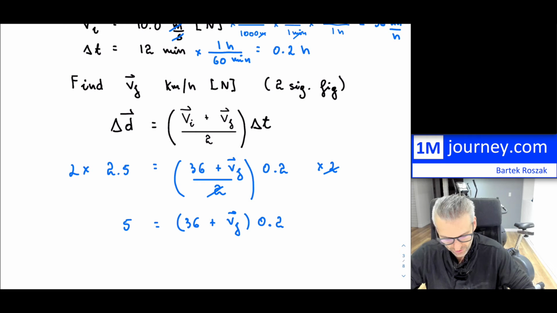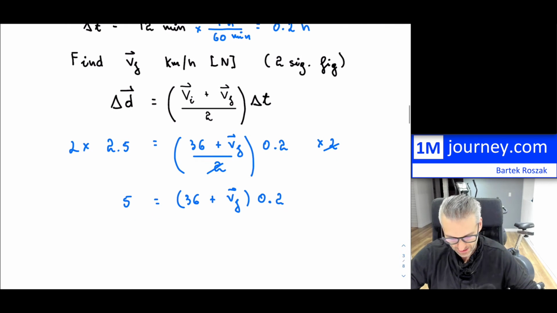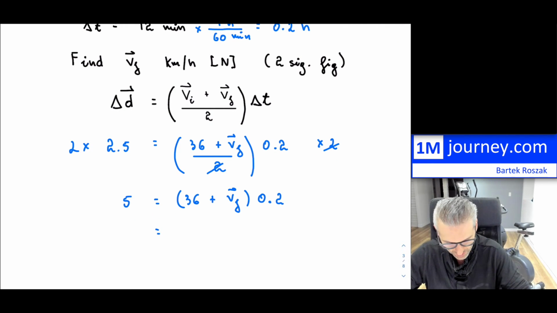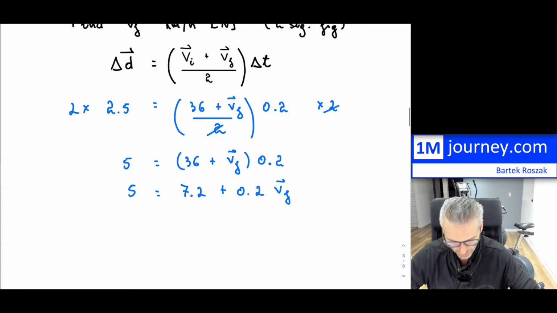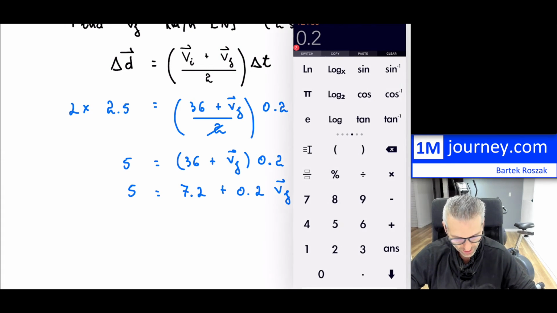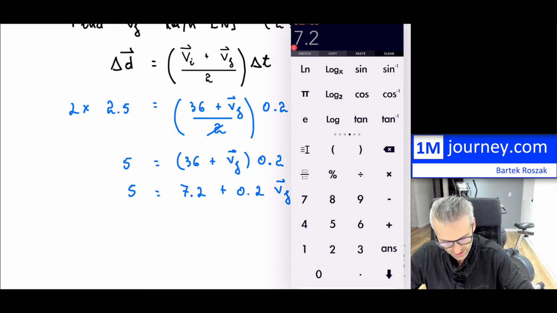Now you have an option. You can bring this inside of the brackets, or you can divide by 0.2 on both sides. Both will work just fine, so I leave that up to you. Maybe I'll just bring it inside of the brackets. So 36 times 0.2 is going to be 7.2, plus 0.2 is going to be VF. And then we have our 5 on the other side. Again, you can use your calculator if you want to double check for yourself. 0.2 times 36 indeed is 7.2.